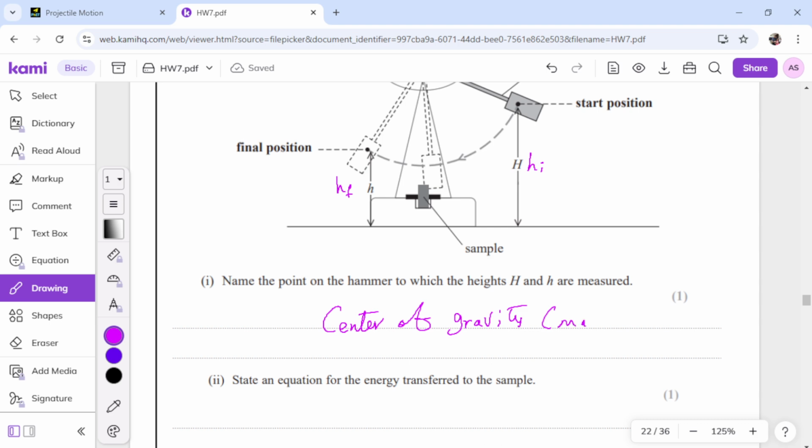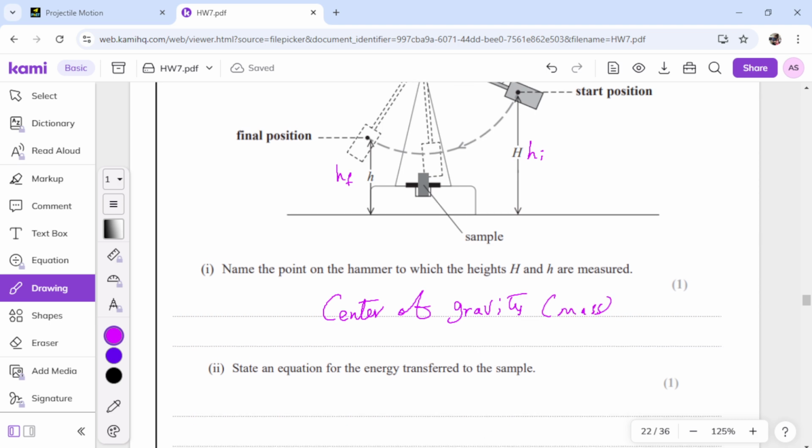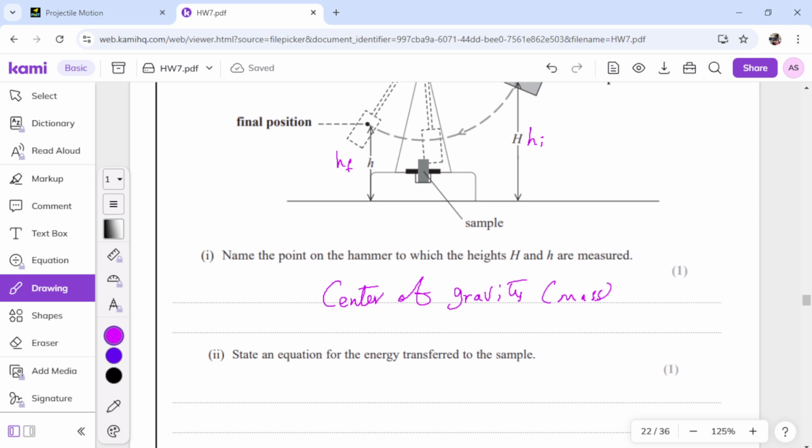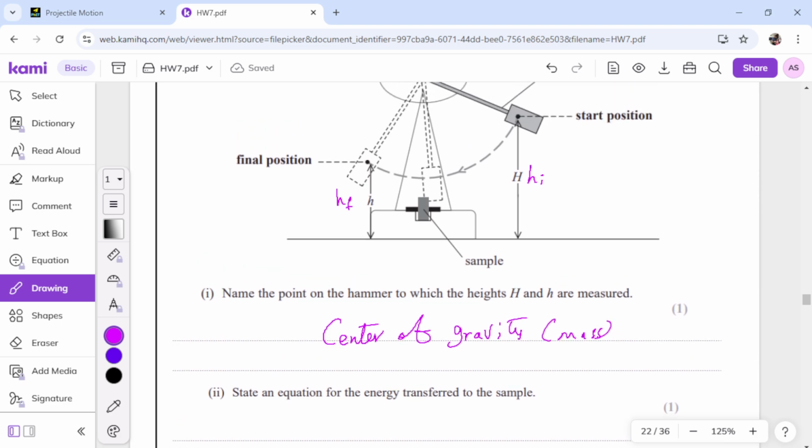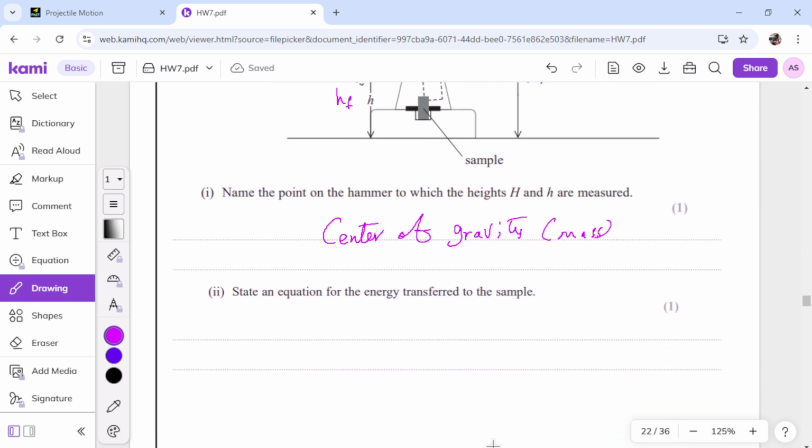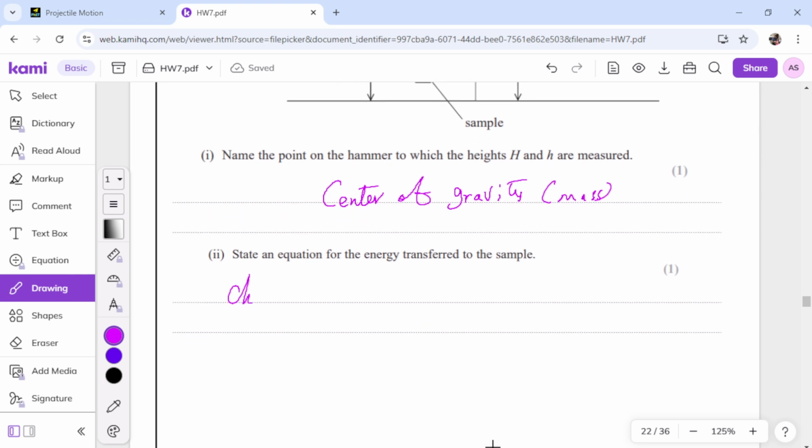Also, state an equation for the energy transfer to the sample. As you know, the energy transferred to the sample is the change in gravitational potential energy. So we write the change in gravitational potential energy, which equals m multiplied by g multiplied by the change in height, which is H minus h. This is the magnitude of the change in energy which is transferred to the impact. Now let's move to the next.